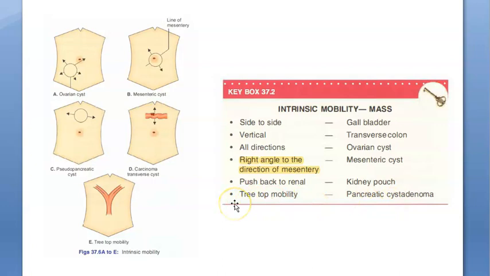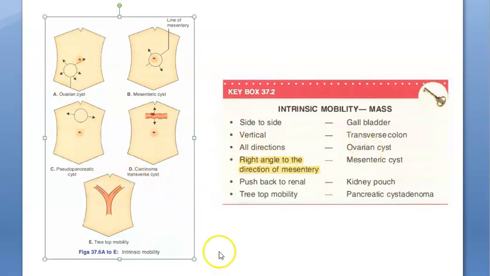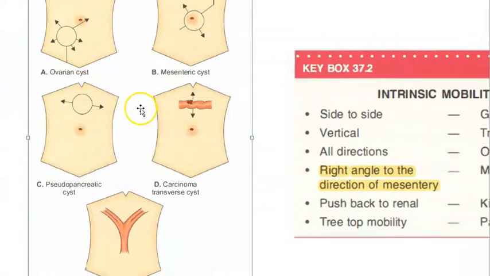Pancreatic cyst, adenoma, tree top mobility. So let's at least know the gallbladder. The gallbladder one goes side to side, they are saying, and an ovarian cyst goes in all directions. So you can see here, the ovarian cyst moves in all directions, okay.